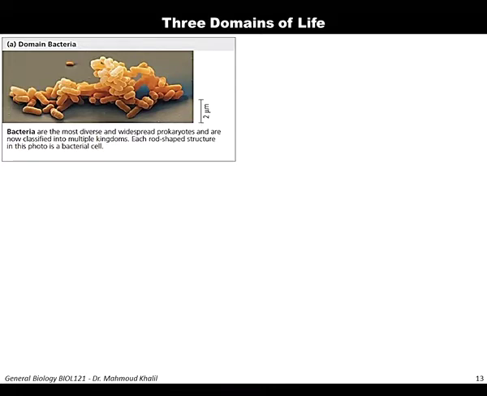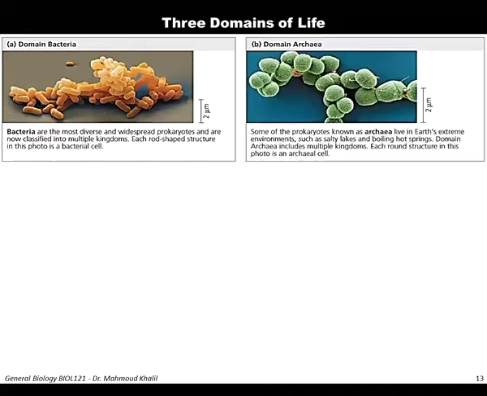We will not deal with the classification specifically or in detail. We just mention the major domains of life. The first domain is the bacteria, which is the most diverse and widespread of the prokaryotes. There are multiple kingdoms under this domain. And you can see from the figure that in each row, the shaded structure represents one bacterial cell.